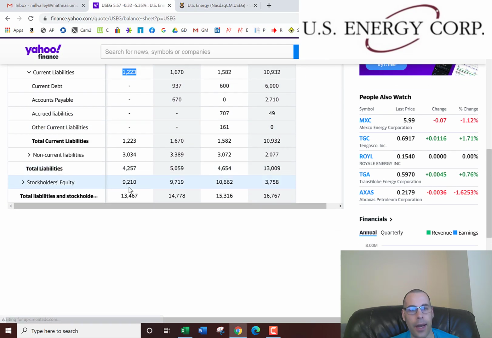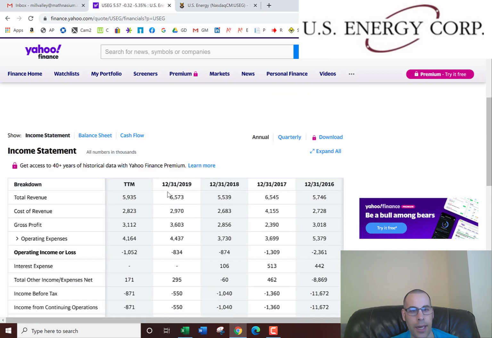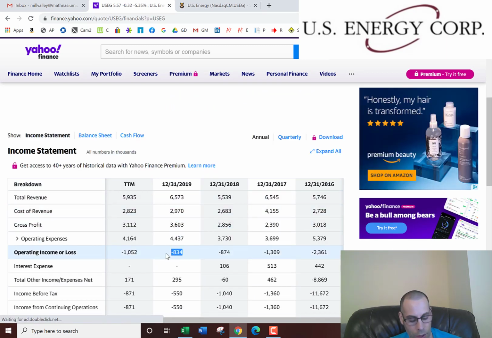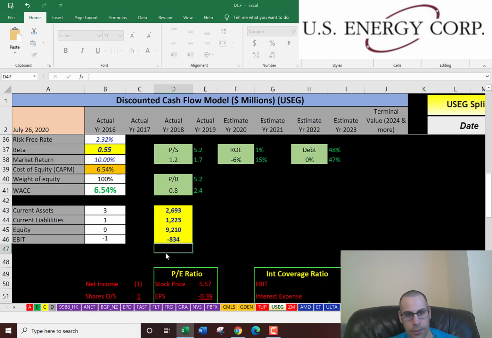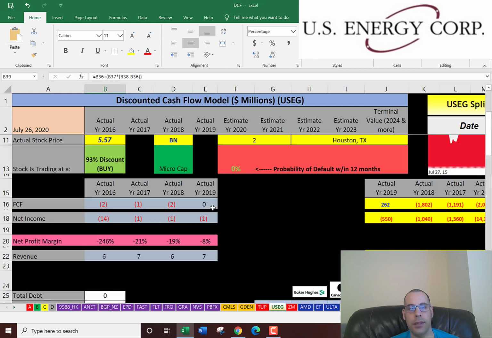We also need their equity, which is assets minus liabilities. That's 9.2 million. That's a value of the firm according to the balance sheet. And then we need the operating income, which is negative 834,000. Let's look at the capital structure. They're 100% equity, and the cost of equity is 6.5%, and we use a capital asset pricing model to figure that out. That's the discount rate we're going to apply to the future cash flows.